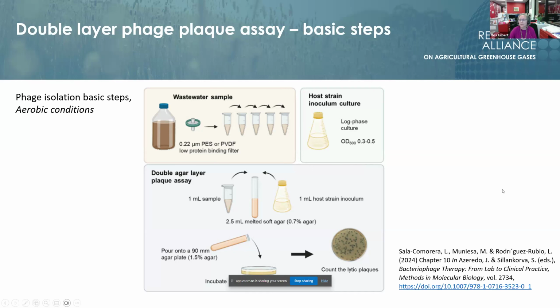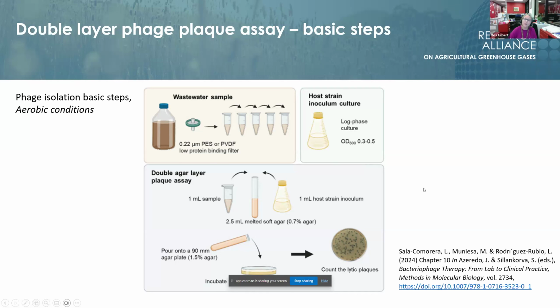I borrowed this from a lovely publication, which I recommend people look at if they're considering doing this kind of work. The first step is with your sample, getting rid of any bacteria that might contaminate your experiment. Filter the sample to get rid of them. In this case, they're using wastewater. You should always use low protein binding filters.